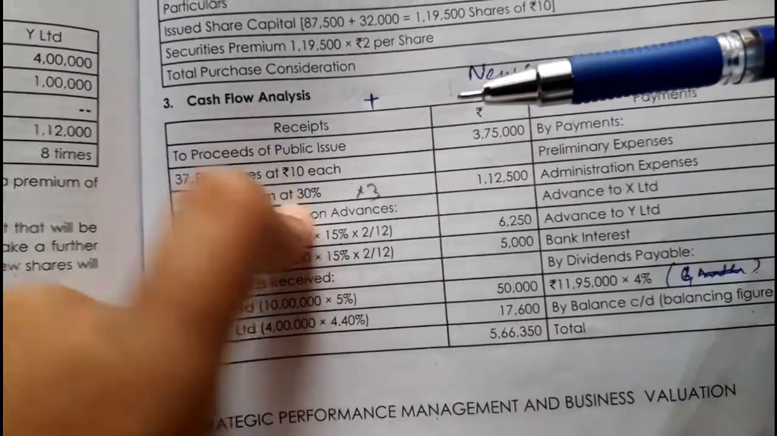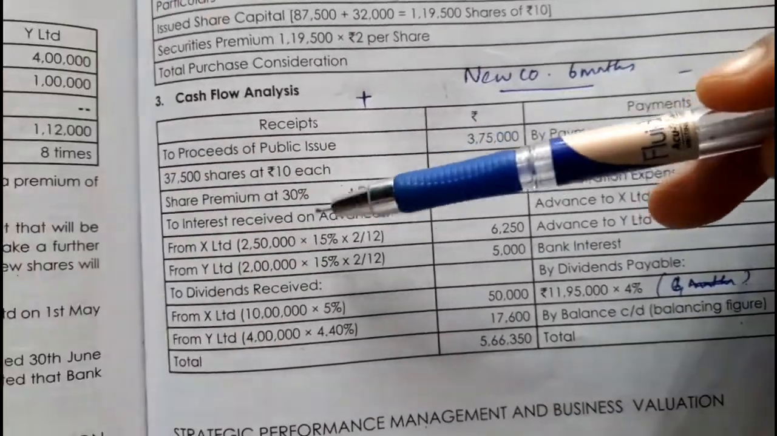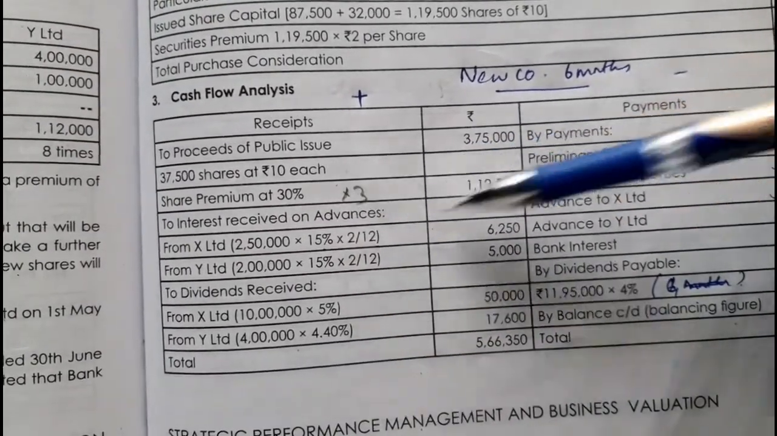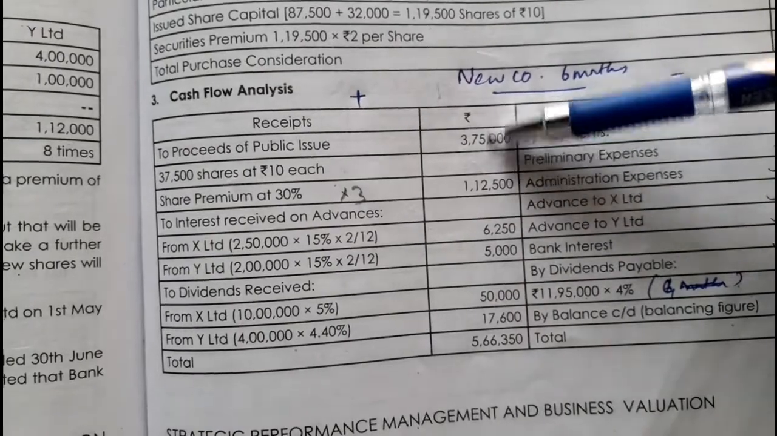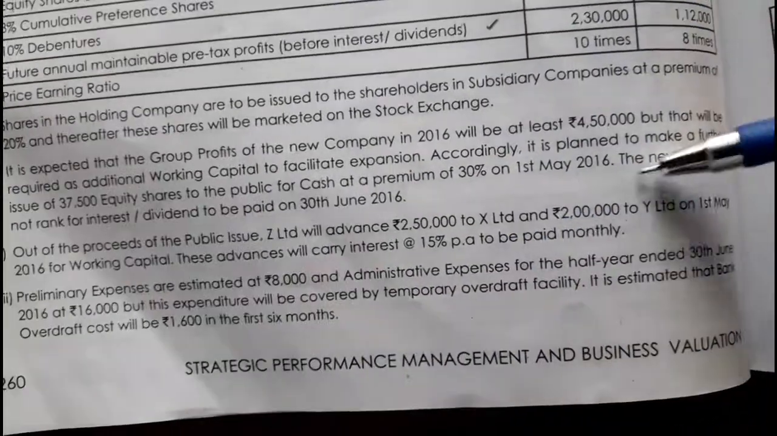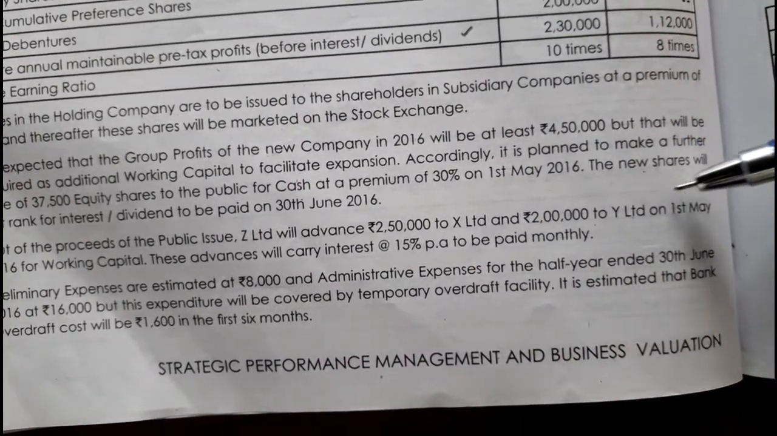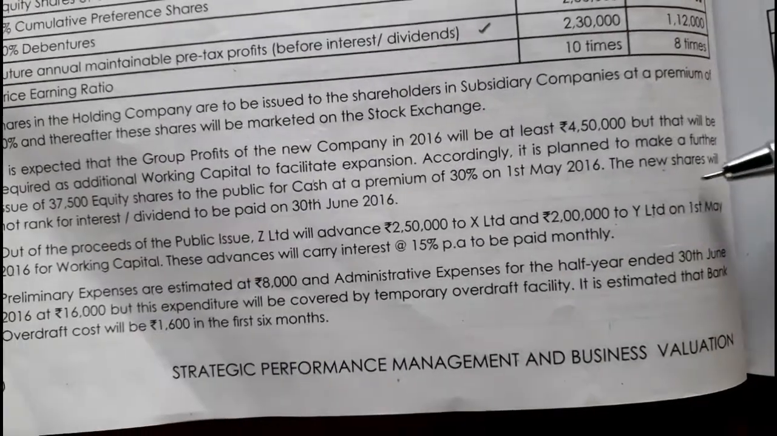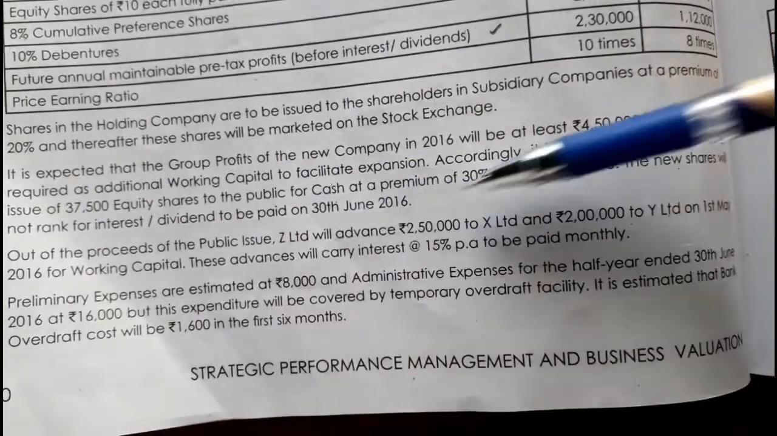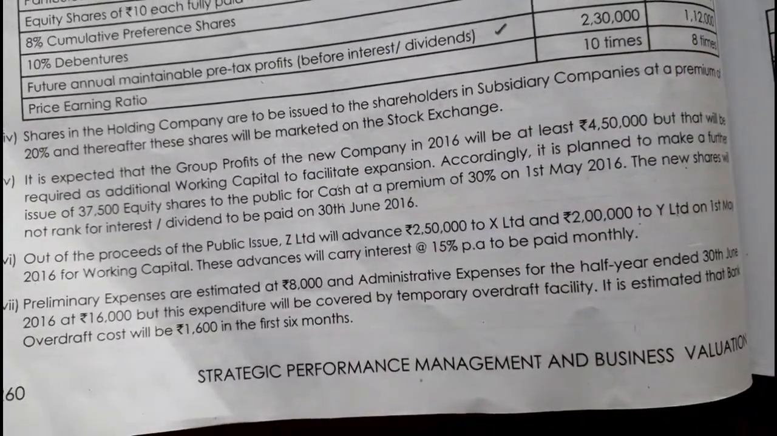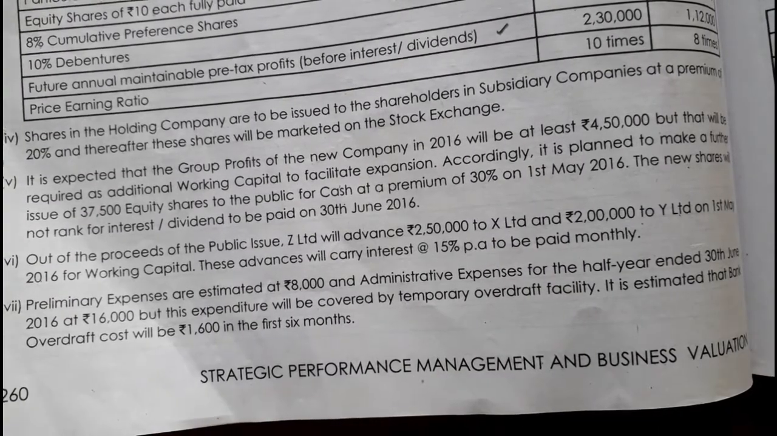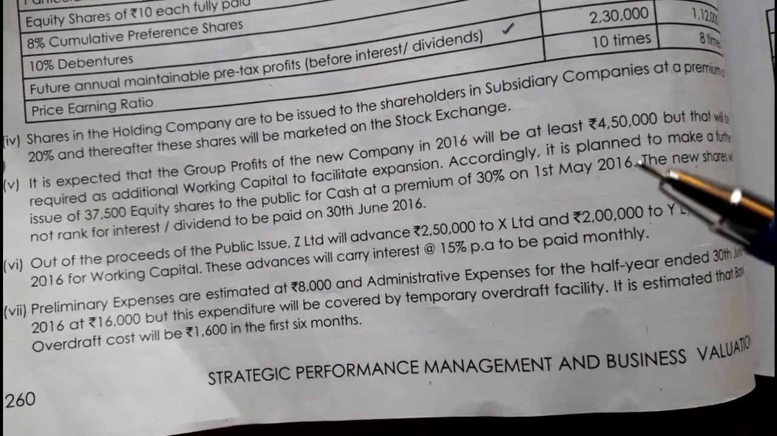37,500 shares when issued will get the money. So we'll get 10 rupees each, and it is sold at a premium of 30%, so 3 rupees. 30% of this will get 112,500. Now they are telling the new shares have been issued on 1st May 2016. The new shares will not rank for interest and dividend. So the new shares are not going to get any interest or dividend. So this we have to ignore while calculating the dividend and the interest amount.